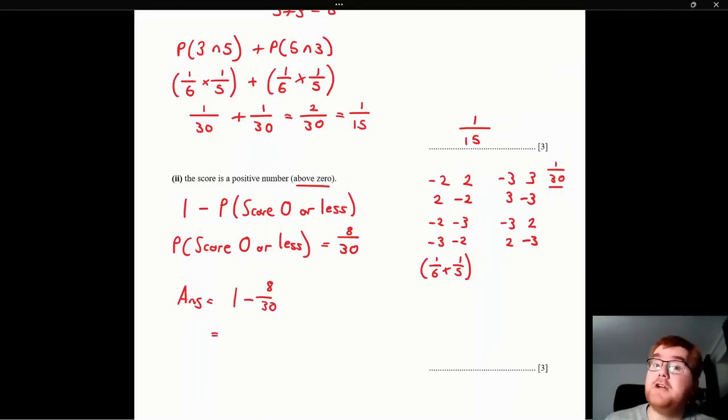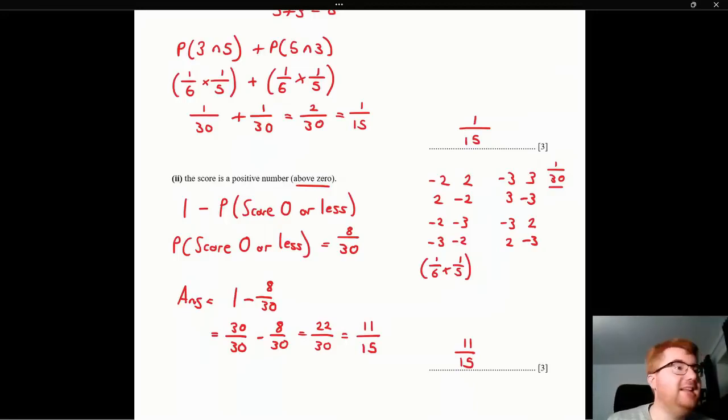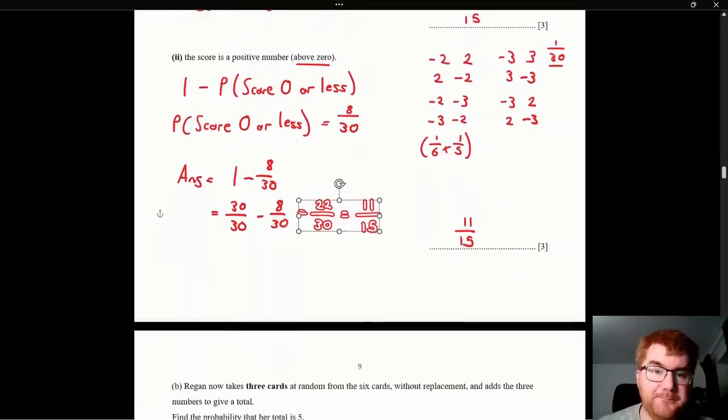Now we can use a bit of fraction work here. 1 is the same as 30 over 30. And we minus 8 over 30, giving us 22 over 30, or we can simplify this down to 11 over 15. So it's important with these kind of questions. I like this question. Thinking in a more positive way, adding combinations or subtracting combinations from it.